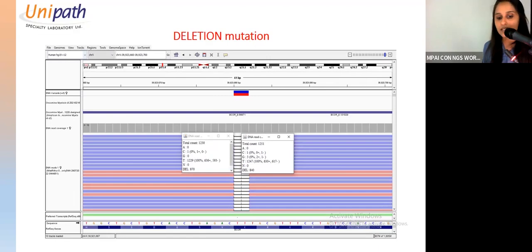Reference, here you can see that it has been deleted. Again, it's 1.30, deletion representing 830 reads, right? So this is how a deletion looks in IGV.